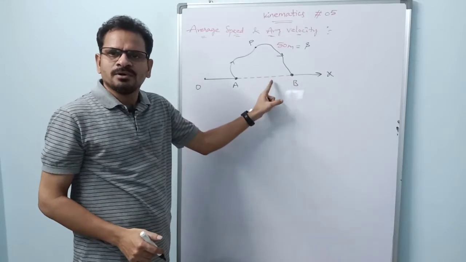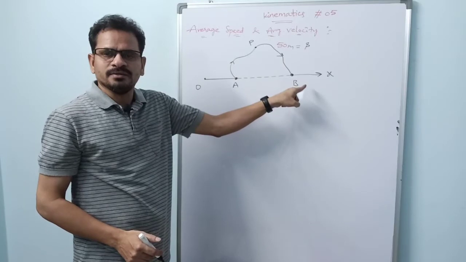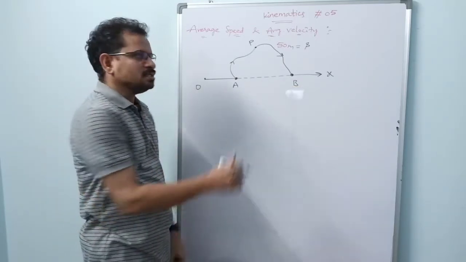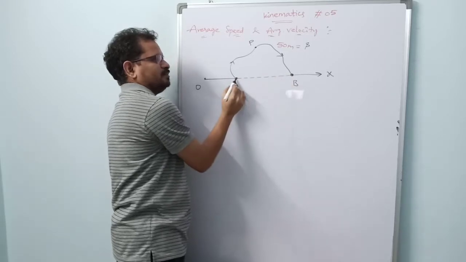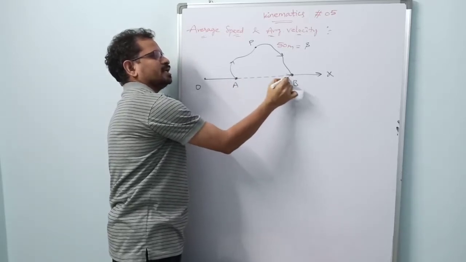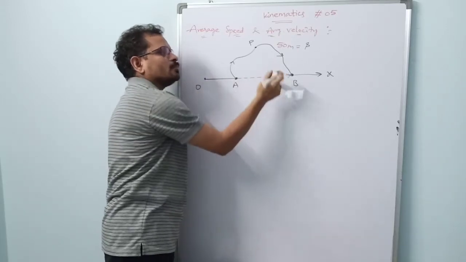It doesn't want any other information. It wants only one thing: what is the initial point of the journey, and what is the final point of the journey? Okay, you want the magnitude of displacement? Just join these two points by a straight line from A to B in this direction. So displacement is a vector quantity from the initial point towards the final point, so we put an arrow mark here.